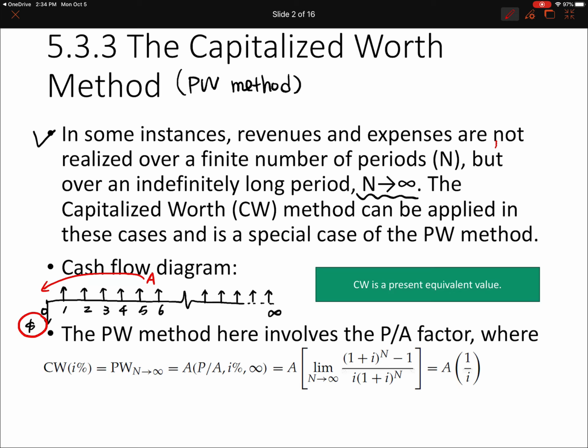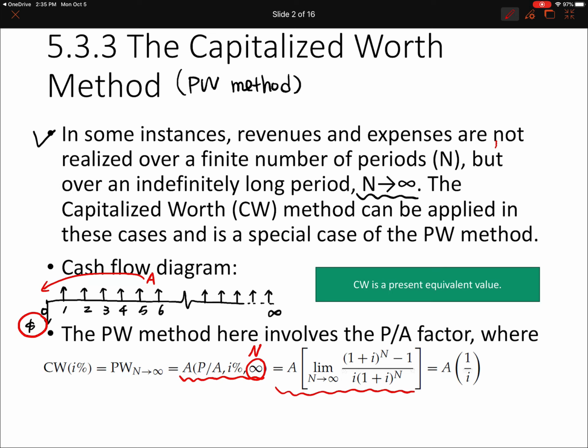So we need to use this method called the capitalized worth method. It is very easy to use. The first thing you need to know is that it's used to convert annuities on an infinite timeline back to the present. So it's only for converting annuities. Because of course, if you are converting annuities, then you're going to use this equation, right? A times P/A, i percent, n, where usually the symbol is n, which means your timeline is finite.